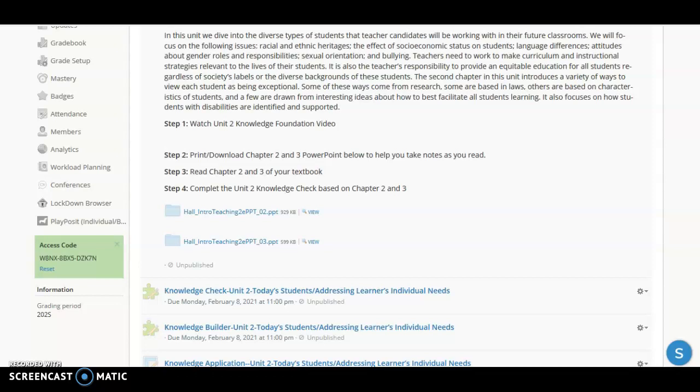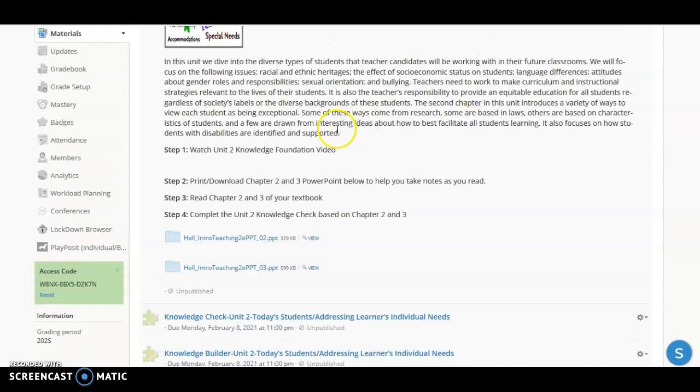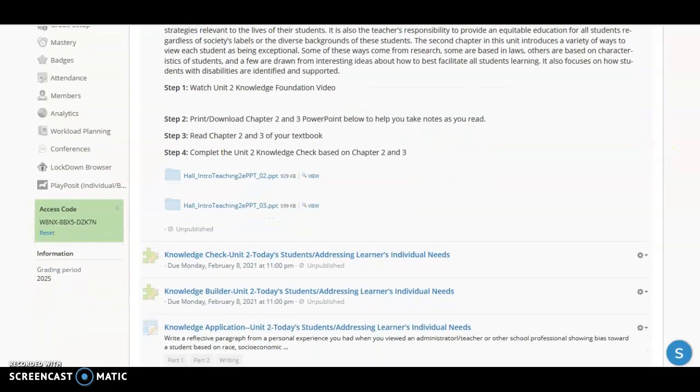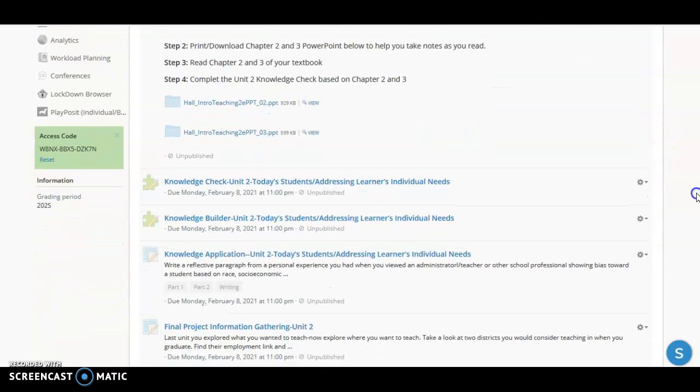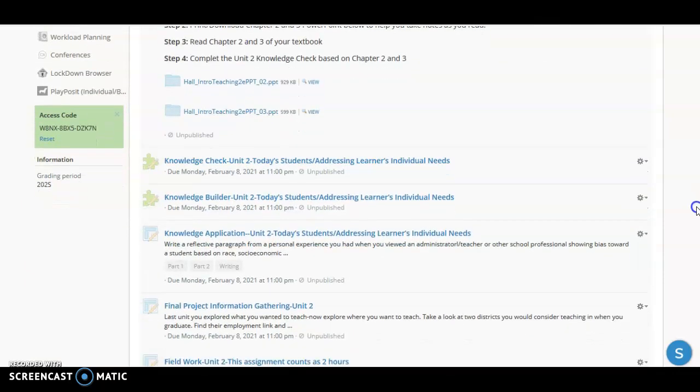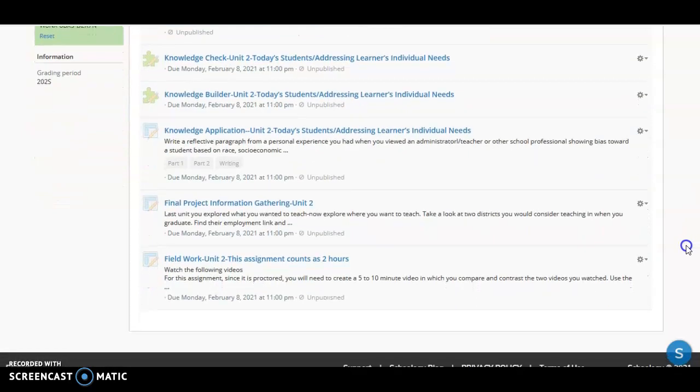Okay, so for this unit, you will be reading chapters 2 and 3. I've included the PowerPoints down below, like last unit. The unit video will be right here for you to complete. In addition to that, you'll be working on your assignments for the unit.